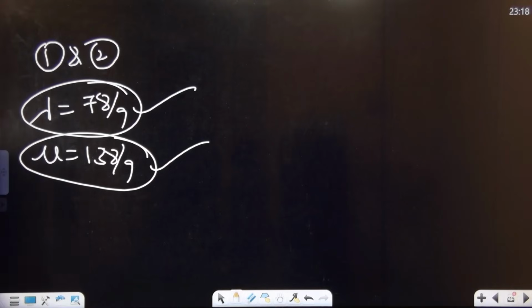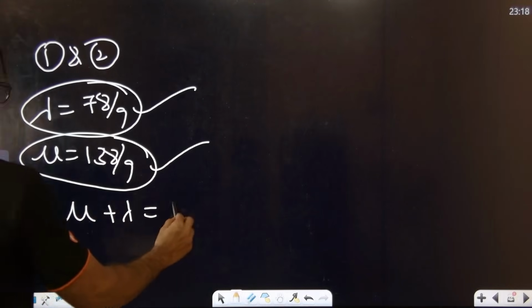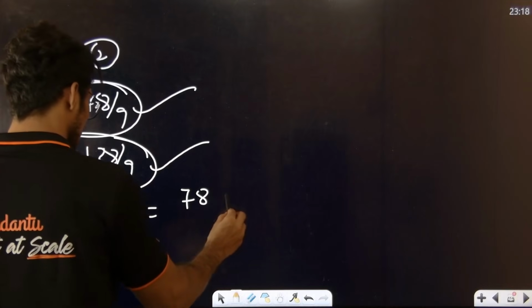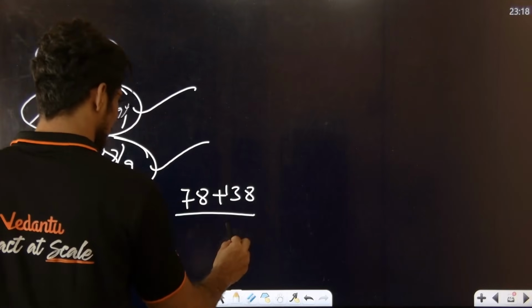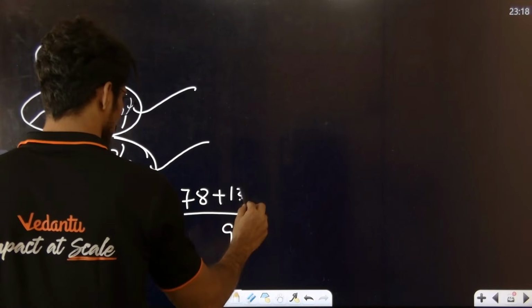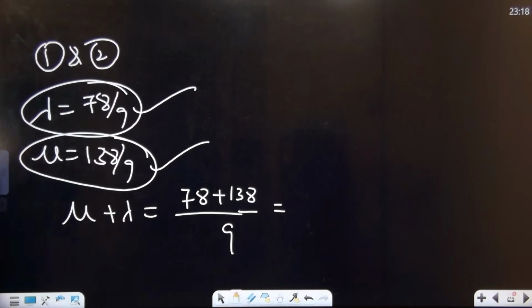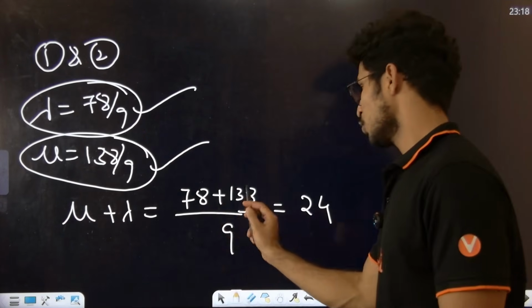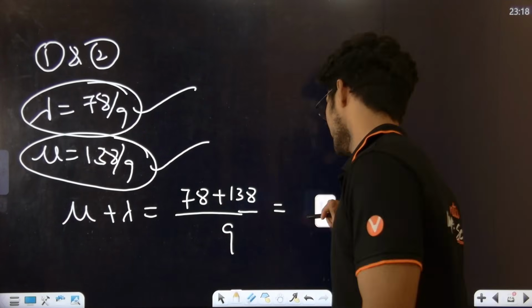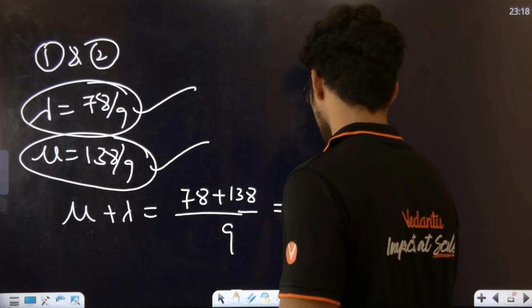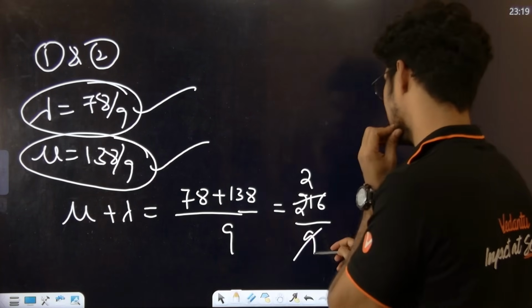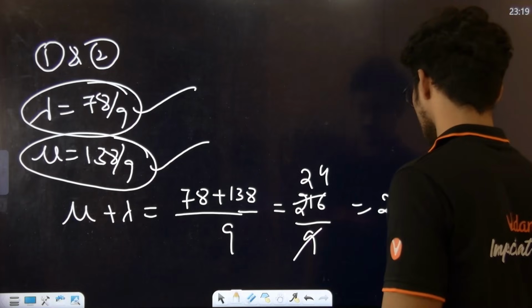Yes or no? So what do they want? Mu plus lambda we want. So 78 plus 138 by 9, sir. So the answer is going to be 78 plus 138. How much? So overall 216 by 9. Check. 216 by 9. 9 2's are 18, 36, 9 4's are 36. Check. 24 is the answer.